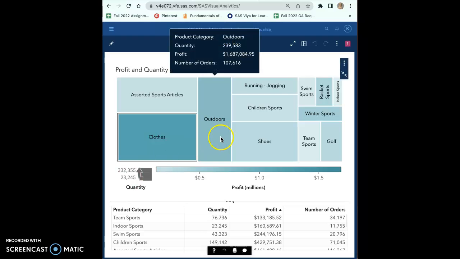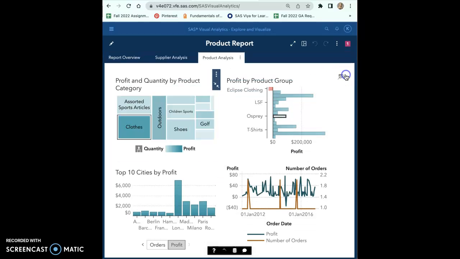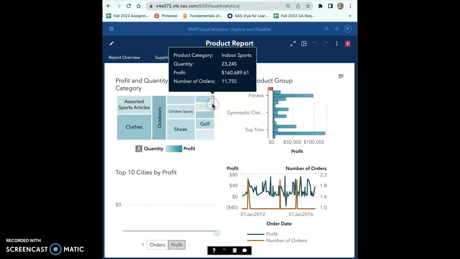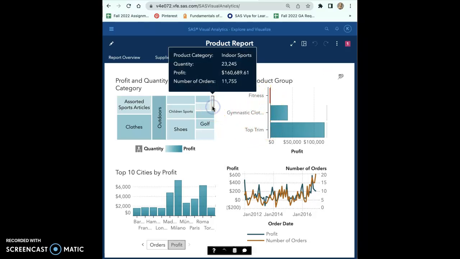The next question we are going to answer is which product groups are included in the indoor sports category. So we're going to minimize this. And then I know this one is the indoor sports category because when it's bigger I can see it. So we're going to click on that one and see that fitness, gymnastics, clothing, and top trim are the product groups that are included for the indoor sports category.